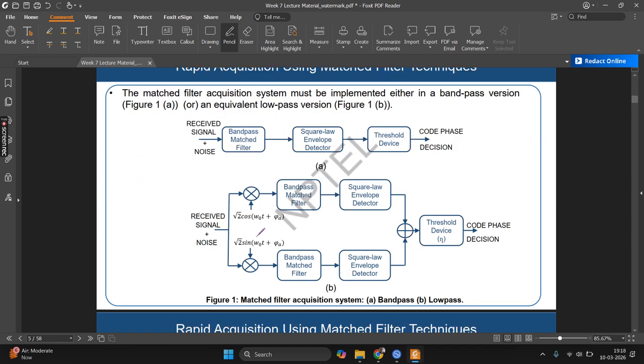The matched filter acquisition system must be implemented either in a band pass or an equivalent low pass version. The first one is the band pass version of the matched filter. Here you have the received signal, you pass it through a matched filter, and then you extract the envelope and compare it with the threshold to decide whether the code has been acquired or not. When the matched filter completely matches the received signal, only then will the square envelope give something higher than the threshold. So you will say a matching has occurred.